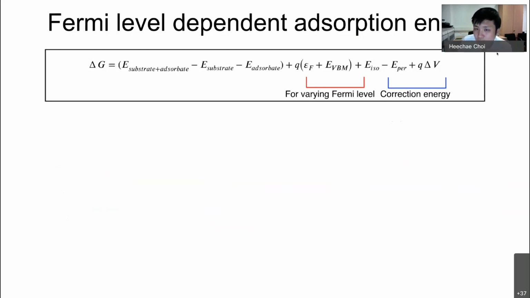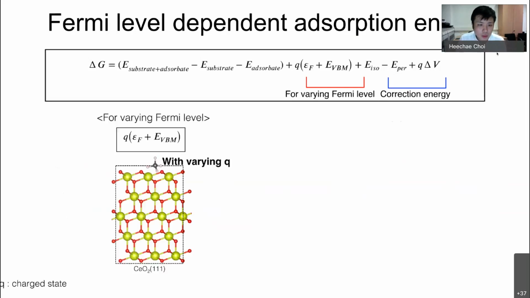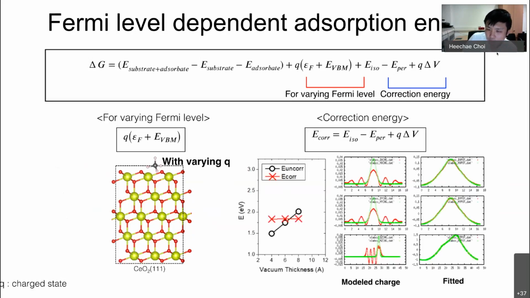So Q is the charge state of the adsorbate, and epsilon_F is the Fermi level, and E_VBM is the energy level of the valence band maximum. And we also corrected the potential energy for the charge of the slab. So for example, this is the CeO2 surface with methane adsorption. We assume that this adsorbate can be charged Q, and this is how we correct it. We follow the very general correction method for a charged slab.